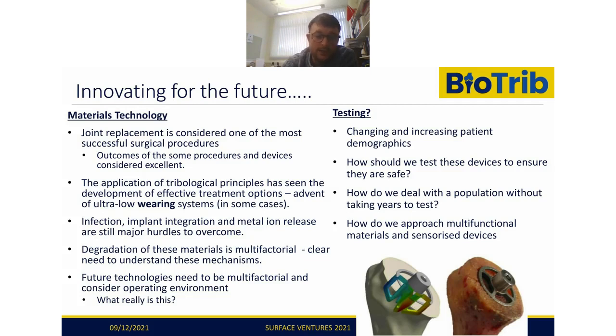But along with this come challenges within the testing. How do we test something that is going to be used within a patient population, but we want to test it within a lab using automated equipment, using testing that replicates the life cycle of an implant, but doesn't take a life cycle to do? So there are some big questions about how we approach the testing as well.